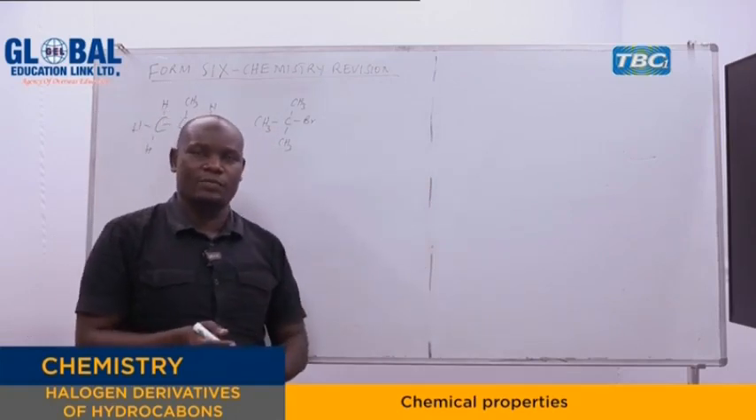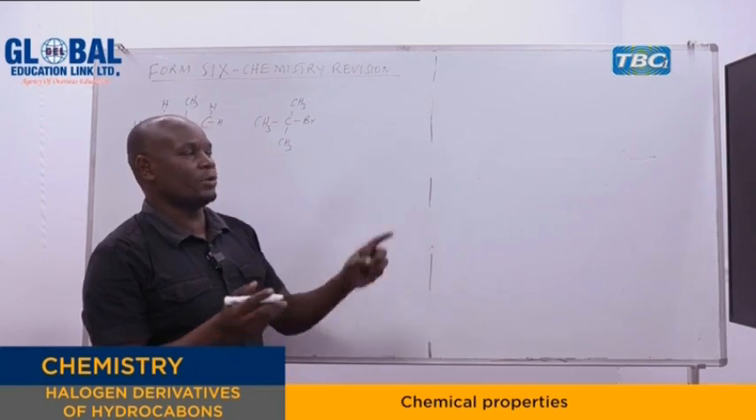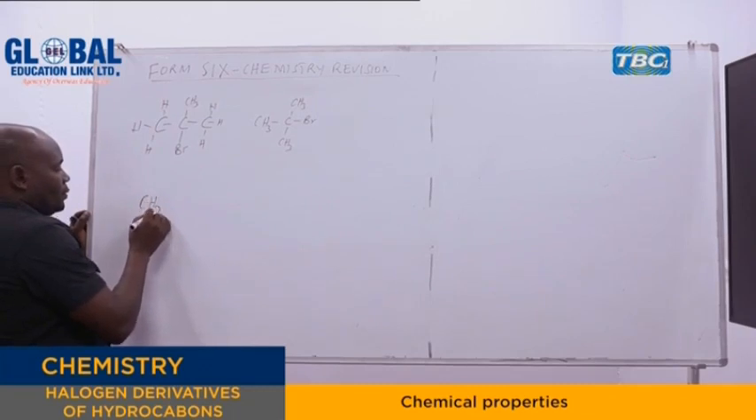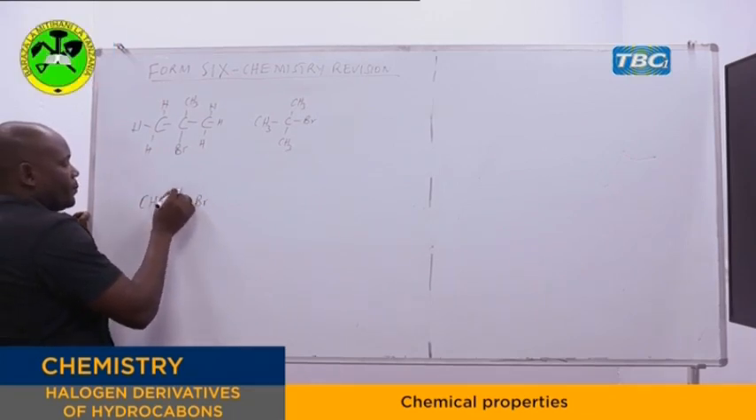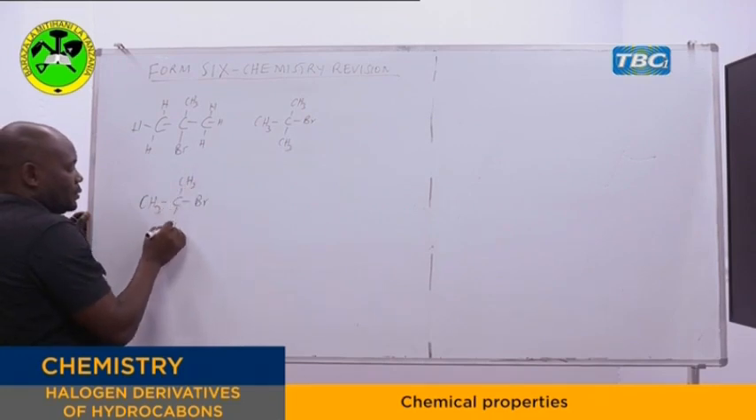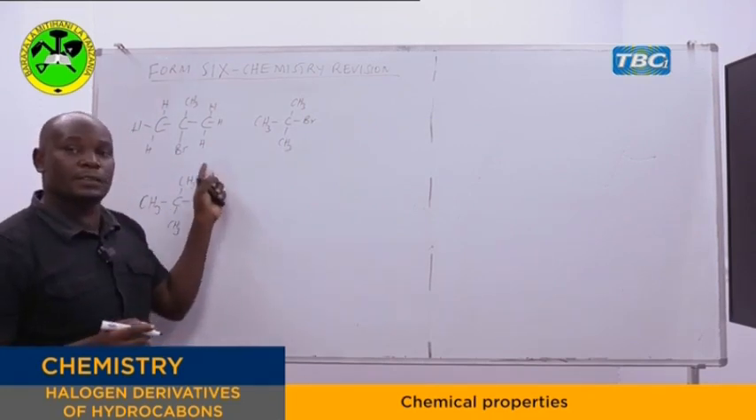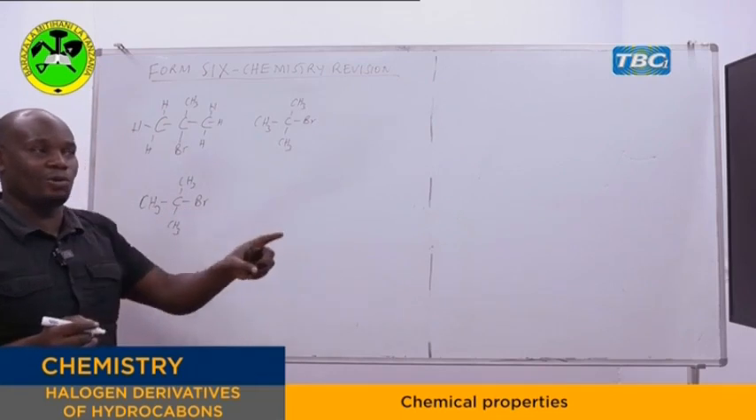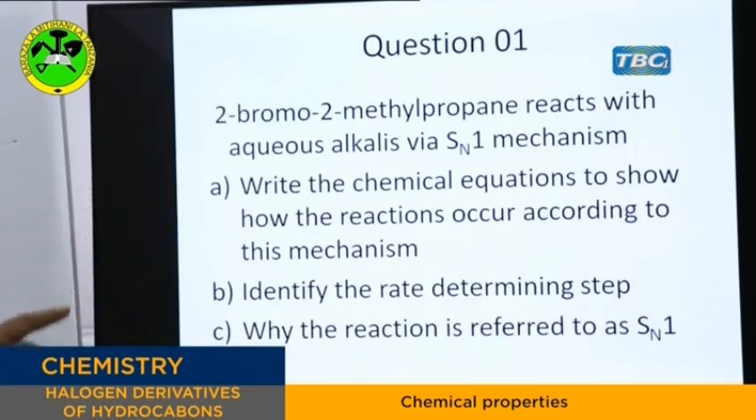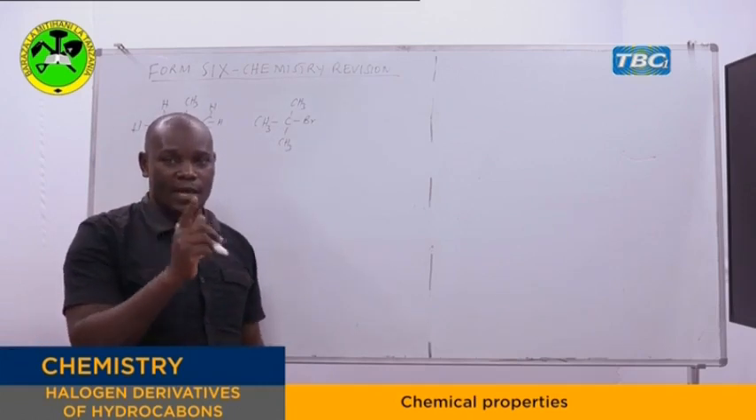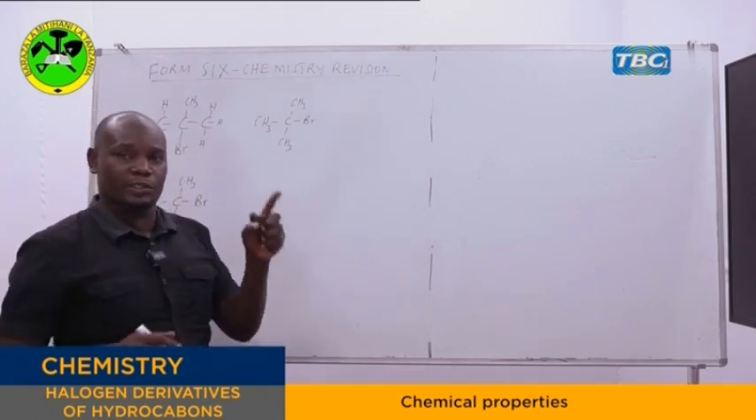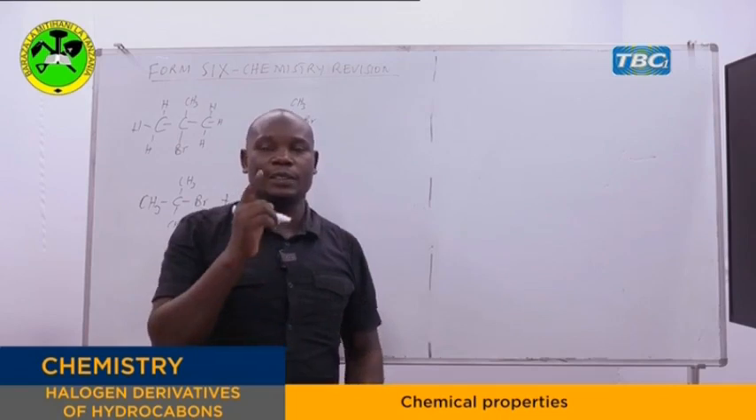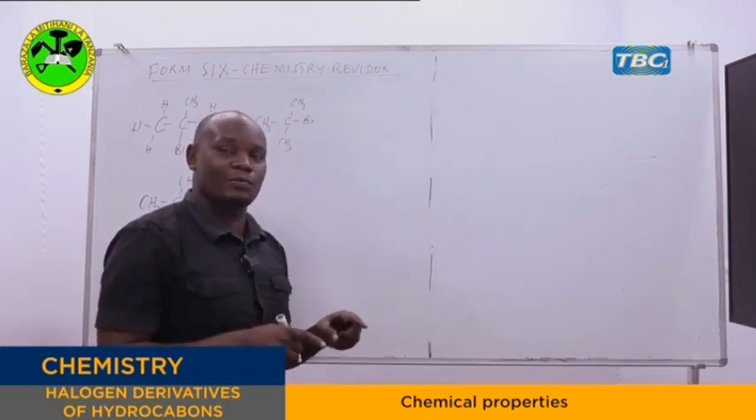We have been told that it reacts with alkalis. The alkali can be either sodium hydroxide or potassium hydroxide, so let us consider using potassium hydroxide. So CH3, bromine, CH3, and CH3. And we see that this is a tertiary haloalkane. If it is a tertiary haloalkane, that means it undergoes first order nucleophilic substitution reaction, meaning that the reaction depends on the concentration of only one reactant. Our alkali releases hydroxide ions as the nucleophile, and hydroxide ion is a strong nucleophile that can substitute the halogen.